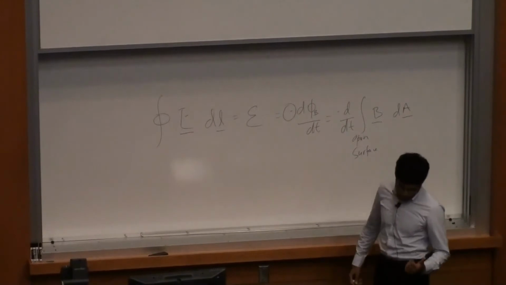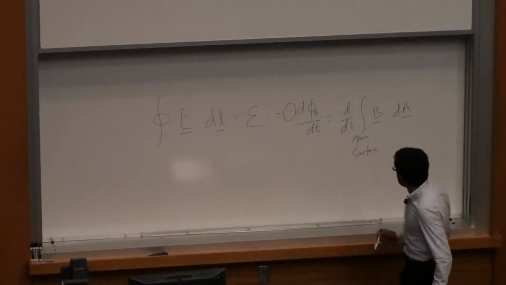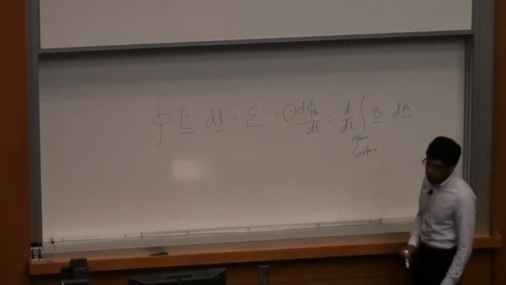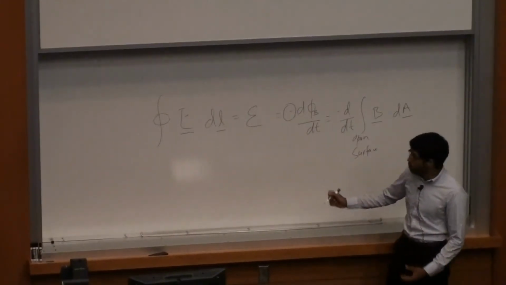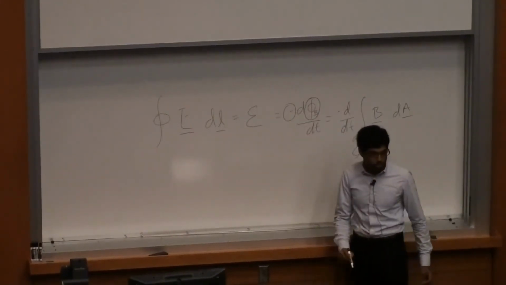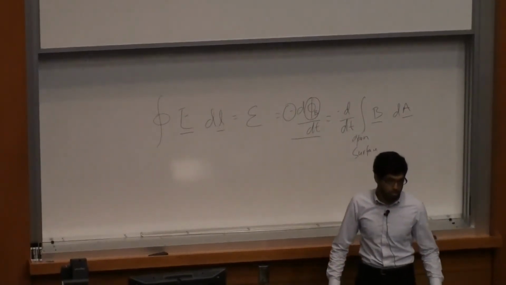So on Monday, we looked at changing magnetic fields, right? If I look at this equation, it's a time derivative of B dot dA. So in principle, well, not even that. I don't care about the magnetic field per se. I don't even care about the flux by itself. What I care about is how the flux changes with respect to time.